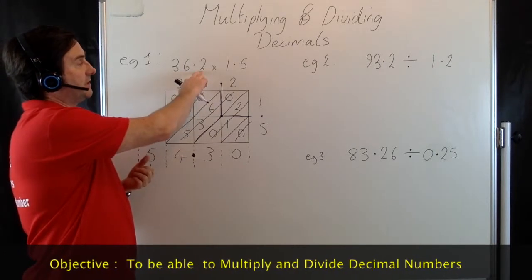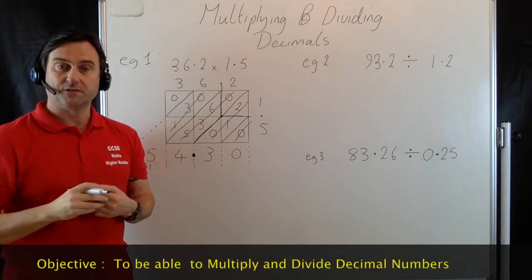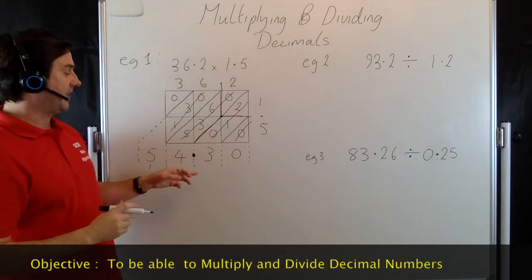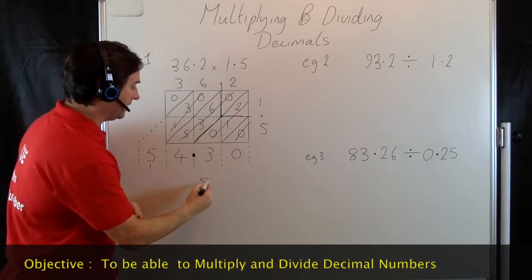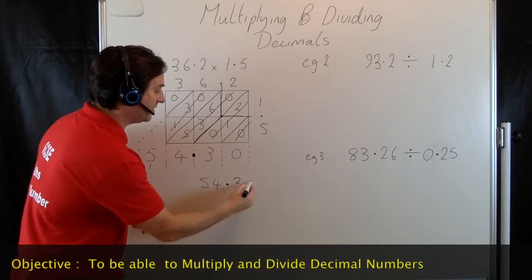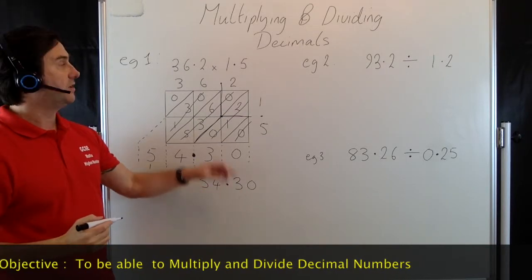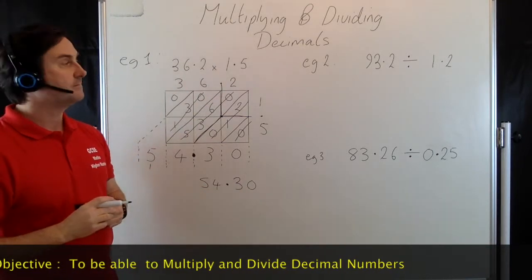It's always a good idea to check, so count up the number of decimal places in the question. There's 1 decimal place in this part and 1 decimal place in that part, makes a total of 2 decimal places that we should have in our answer. Our answer we got, remember, was 54.30. We have 2 decimal places in our answer, which is correct.